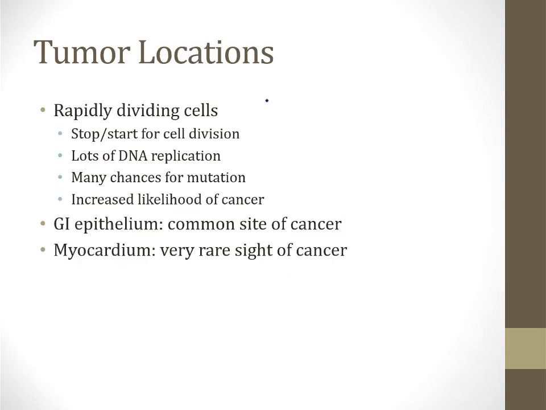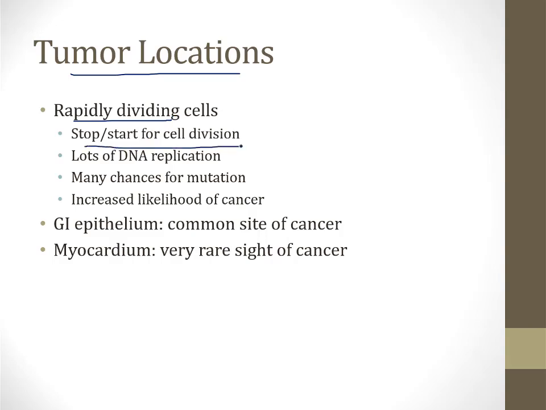Once you appreciate that malignancies are the result of disorganized cell growth, then it's easy to understand the common tumor locations. There are many places in our body that even under normal conditions contain rapidly dividing cells. For example, the epithelial layer of our GI tract, glandular tissue in the breast, or skin cells. In all of these places, there are cells that even under normal conditions are stopping and starting cell division regularly.